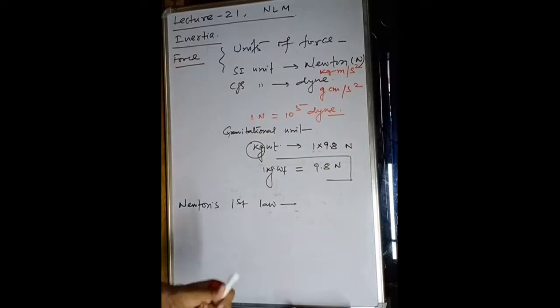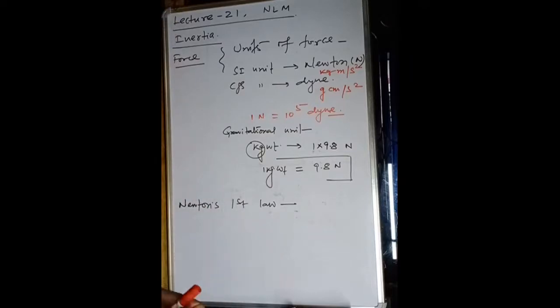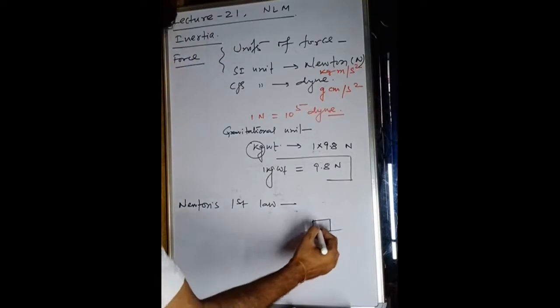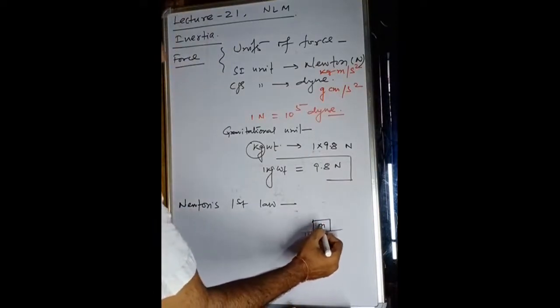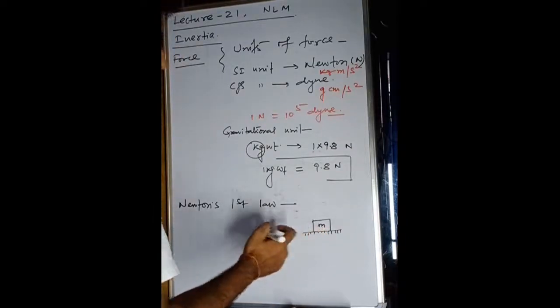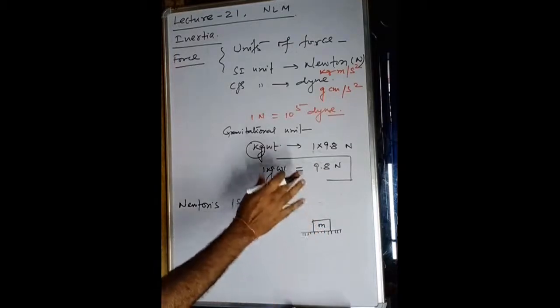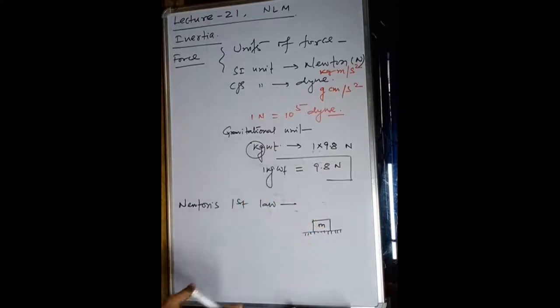So we are going to write here the mathematical form of Newton's first law. Suppose you have a body of some mass m kept over a surface, a rough surface, my dear students, and this body is at rest. So it remains at rest unless any external unbalanced force acts on it.